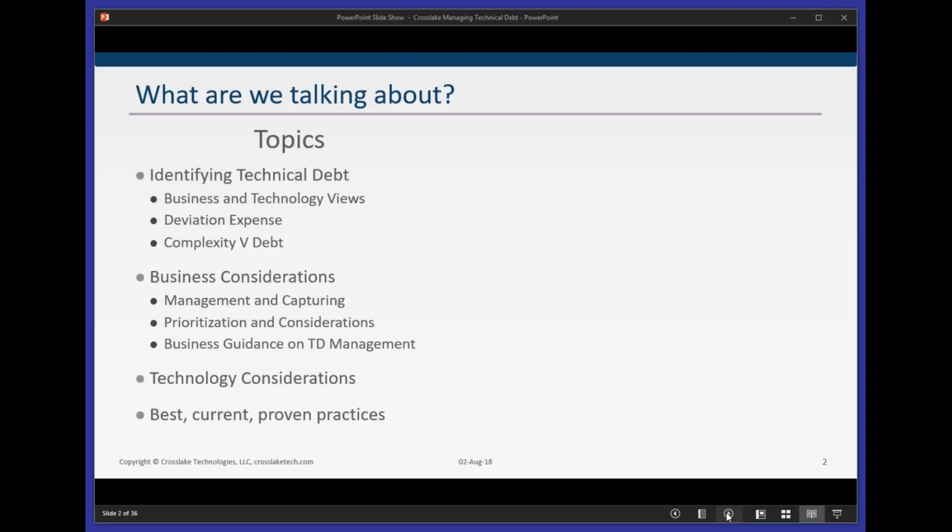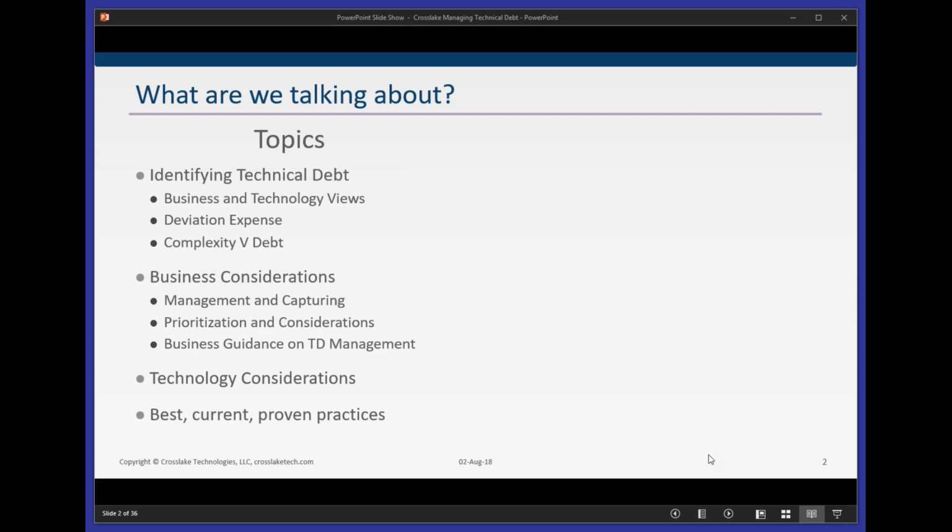A little bit of what we're going to talk about. We're going to look at business and technology views around identification of technical debt. So what does technical debt actually mean? Is there such a thing as good technical debt versus bad technical debt? We're going to clarify the difference between something called the deviation expense versus technical debt that is traditionally talked about, specifically with a lot of customers that I've worked with and for over the last decade.